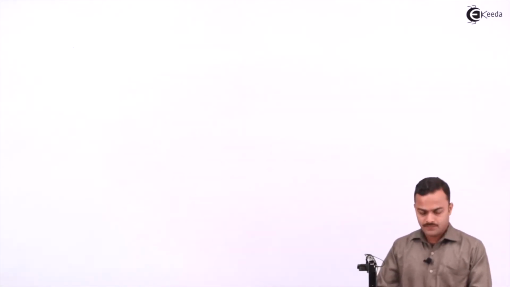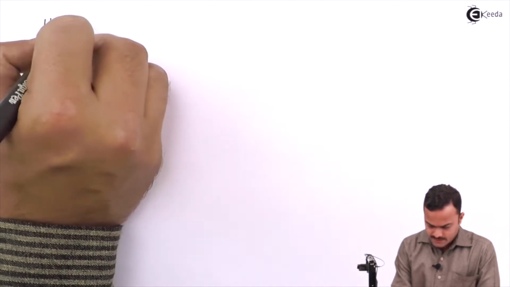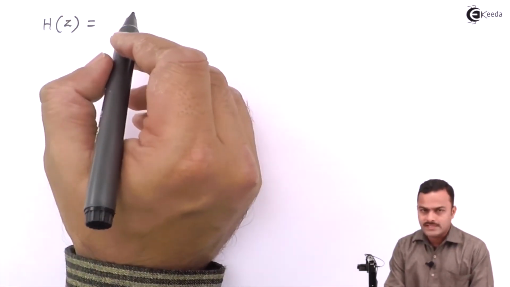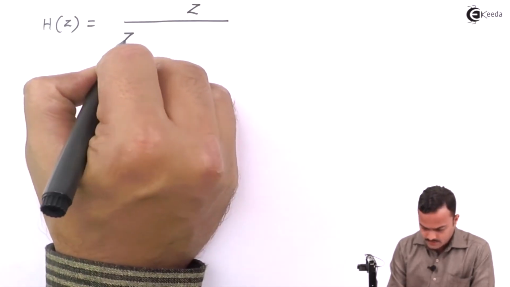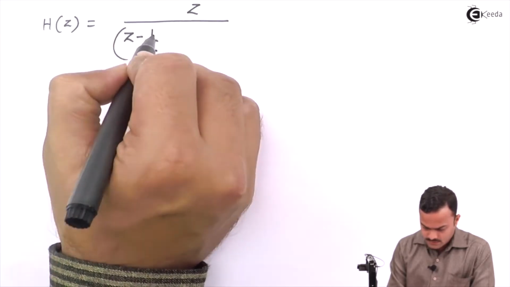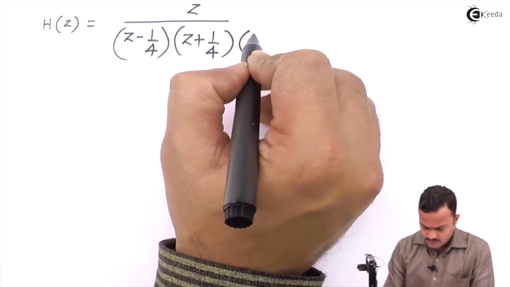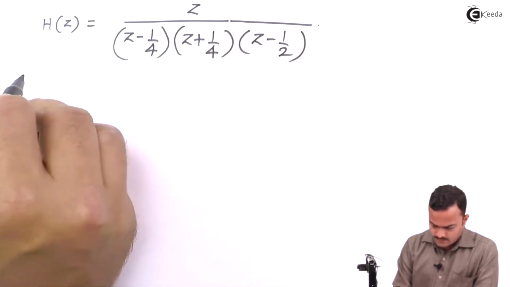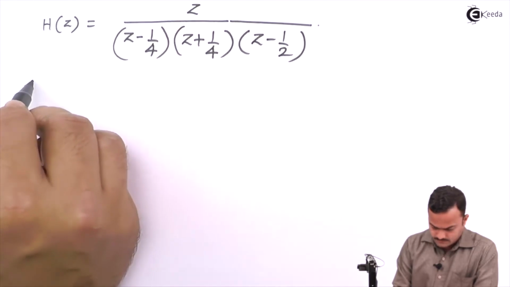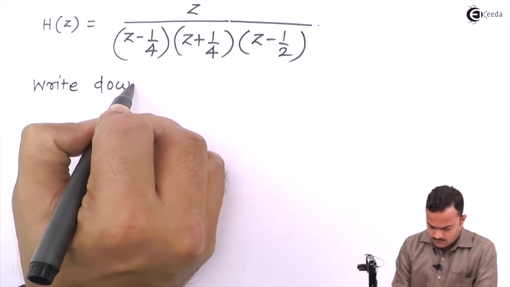To see a problem illustrating an inverse Z transform. So the heading is this: H of Z, which is the Z transform of the impulse response of a system, is given as Z upon (Z minus 1 by 4), (Z plus 1 by 4), (Z minus 1 by 2). So you have to get all possible ROCs.